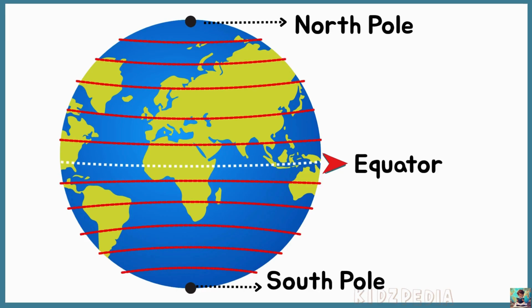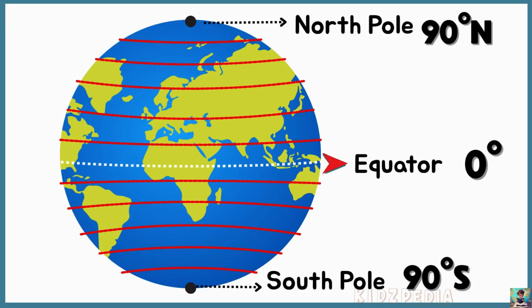People around the world agreed on a standard way to measure and describe latitude. That is by using degrees. The equator is 0 degree latitude. The North Pole is 90 degree north, written as 90 degree N. The South Pole is at 90 degree south, written as 90 degree S. So, when we say a place is at a certain latitude, we are saying how far it is north or south from the equator.